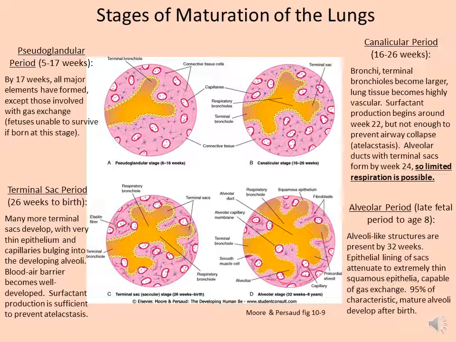And the last stage is the alveolar period, which starts from the late fetal period to age 8. So it extends after birth also, and alveoli-like structures are present by 32 weeks. The epithelial lining becomes extremely thin. 95% of the mature alveoli develop after birth. So the development of alveoli is continuous and extends till 8 years of postnatal life.